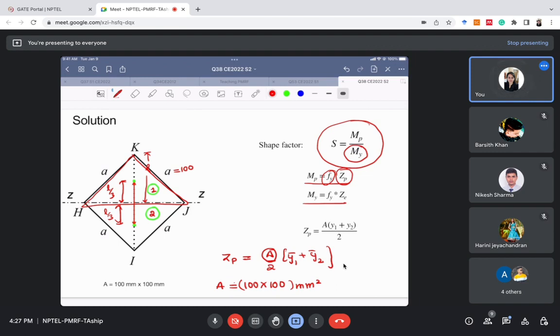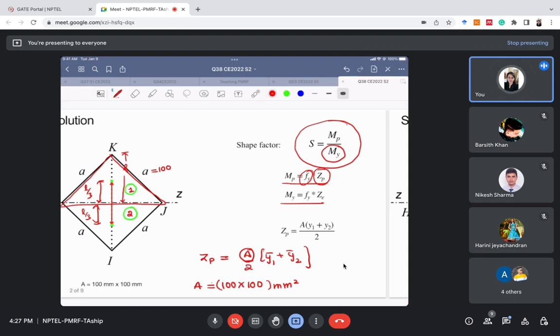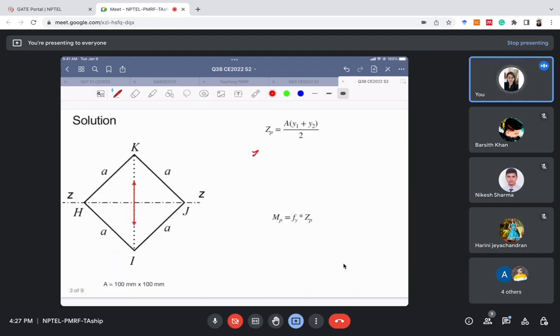Let me draw it here. So you got the point, right? ZP will be A by 2, where A in this case is 100 square, divided by 2. Y1 bar is L by 3 and y2 bar is also L by 3. And what is the value of L? We will see now. So L we assumed as this, right?